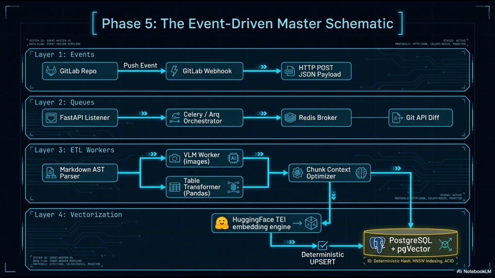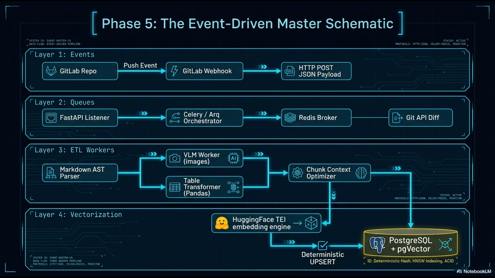The webhook sends a tiny HTTP JSON payload to our server, simply stating, hey, a new commit happened. Our Git client component receives this, runs the git diff --name-status command we discussed earlier, and extracts exactly which Markdown files were added, modified, or deleted. Clean and simple. Moving to layer 2, queues and dispatch.